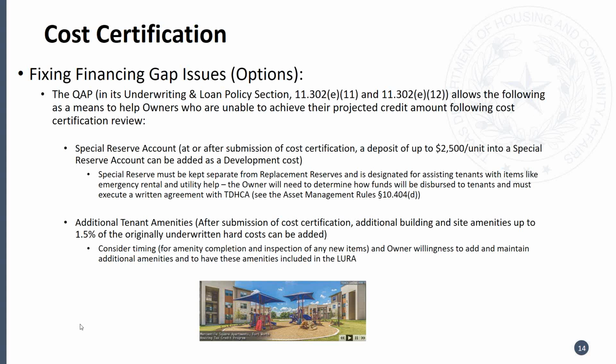Another option is having the owner build additional tenant amenities. That is limited to 1.5% of the originally underwritten hard cost, but this one can also take some time because you have to complete the amenities, and then it is likely that the amenities would be added as an additional requirement into the LURA, so we would have to amend the LURA for that as well. So at least if you're dealing with a development that has too much in credits, this is a way to preserve some of those credits.